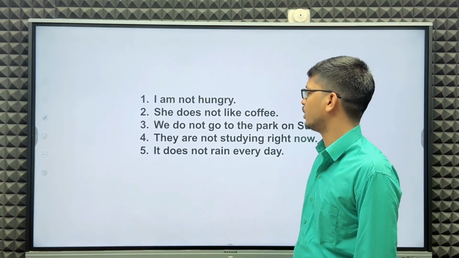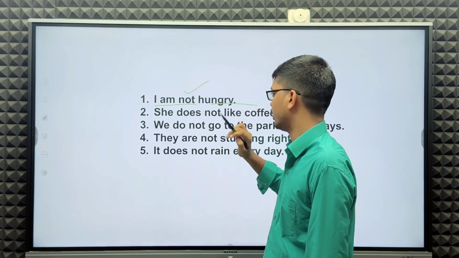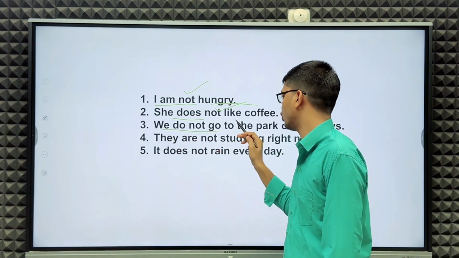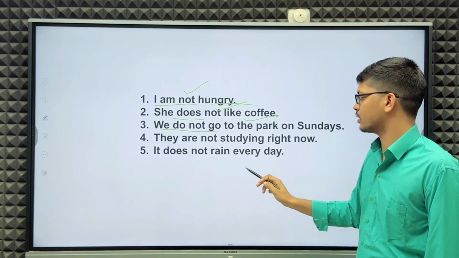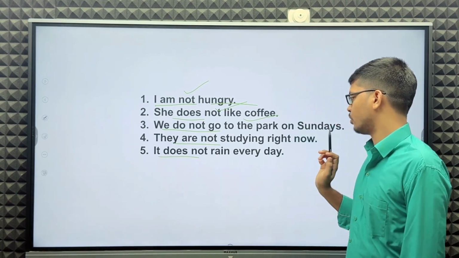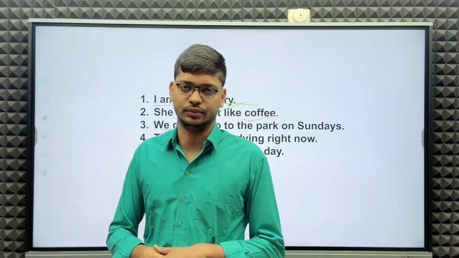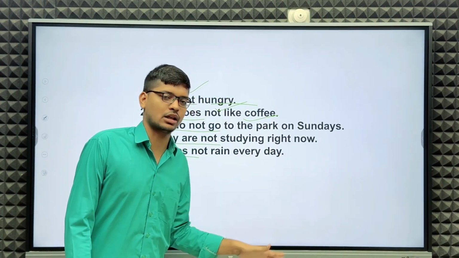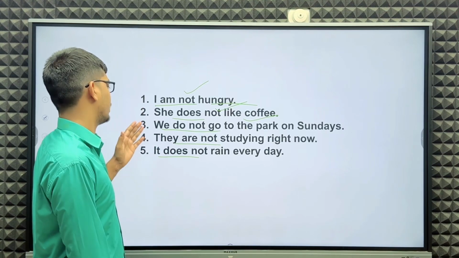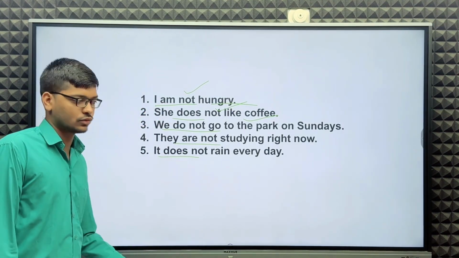There are examples here. I am not hungry. She does not like coffee. We do not go to the park on Sundays. We are not studying right now. It does not rain every day. These are examples of negating in the present tense. Okay, so: does not, are not, do not.